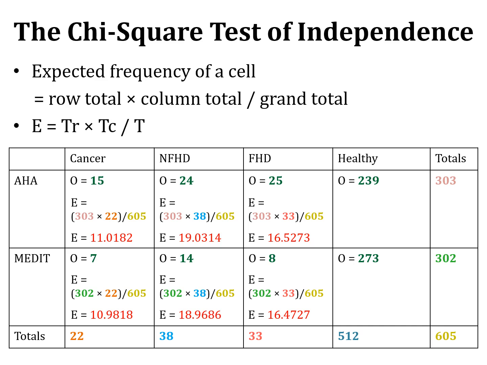Then the next cell is of healthy individuals on AHA diet. The row total is 303 and the column total is 512. They are multiplied and their product is divided by the grand total, which is 605. And the answer is 256.4231, which is the expected frequency of healthy individuals on AHA diet. Now in the last cell, we have the healthy individuals on Mediterranean diet. And the row total in this case is 302 and the column total here is 512. They are multiplied and then their product is divided by 605, which is the grand total. So we have our expected frequency of 255.5769. So this is how we calculate the expected frequencies.